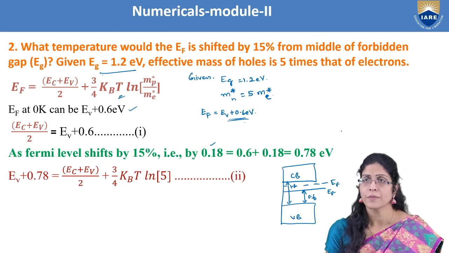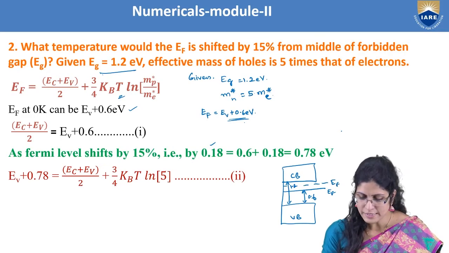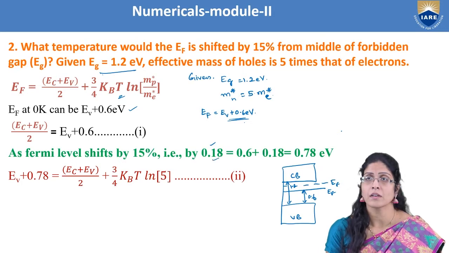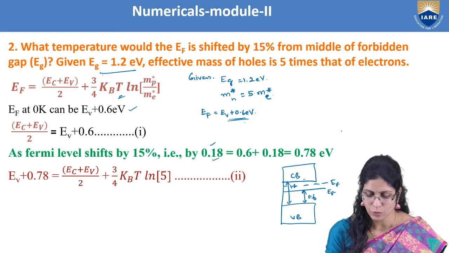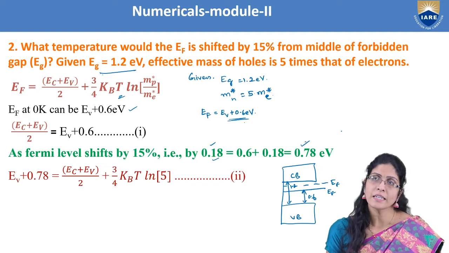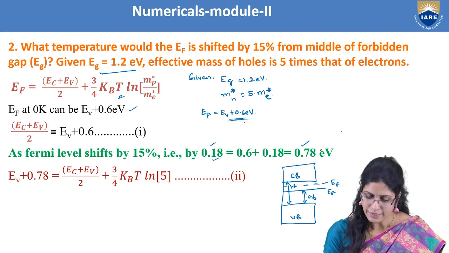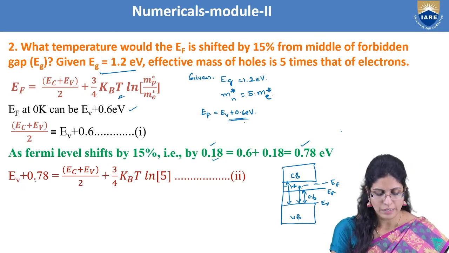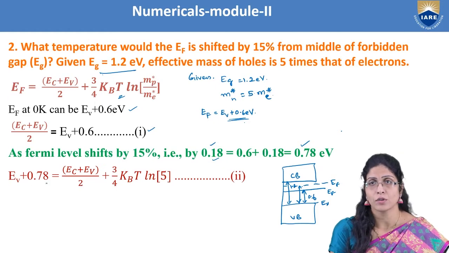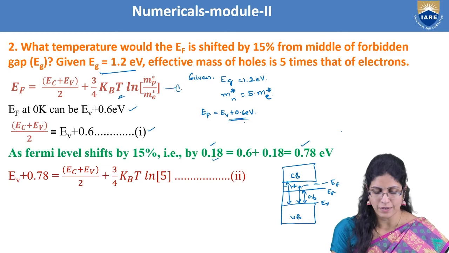So this shift will be what now? 0.6 plus the shift which you have calculated for 15%. That is 0.18. Okay. So now 0.6 plus 0.18 will give you 0.78. This 0.78 is what? This 0.78 is the shift from EV, 0.78 electron volt, right? From here to here now, the new shift. Okay, so the new shift, if you write it in terms of this, you get EV plus 0.78 electron volt is equal to the same from this equation.